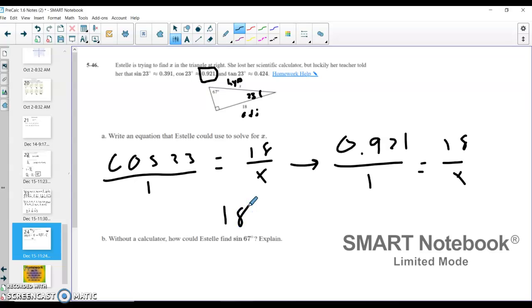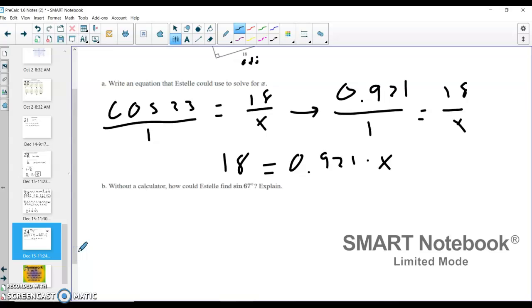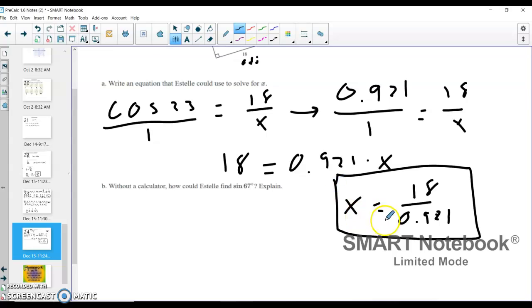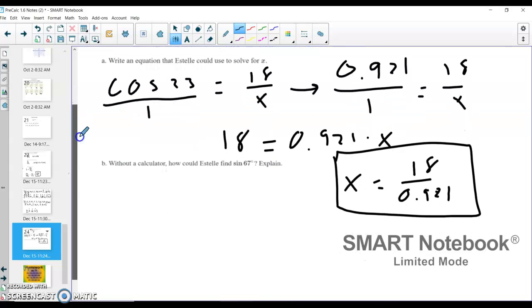The 0.921 times x gives me 0.921 times x. Now to get x by itself, I need to divide by 0.921, and so I get x equals 18 divided by 0.921, and I'm not going to use my calculator because the problem doesn't want me to, and I'm just going to leave it as that for my x. If you want to solve it and divide it, you definitely can. I would not be against you using your calculator for that portion of it.